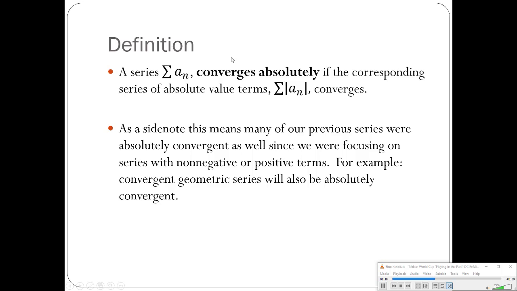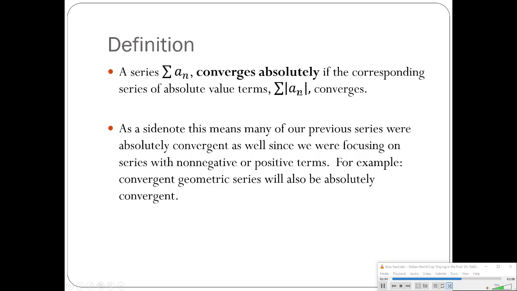A series converges absolutely if the corresponding series of absolute value terms, so the sum of the absolute value of a sub n, converges. As we'll see in the theorem on the next page, this is actually a stronger condition than just converges, because if terms can be both positive and negative, that means they might cancel each other out to the point where they would converge. We'll see that in the next section when we talk about alternating series.